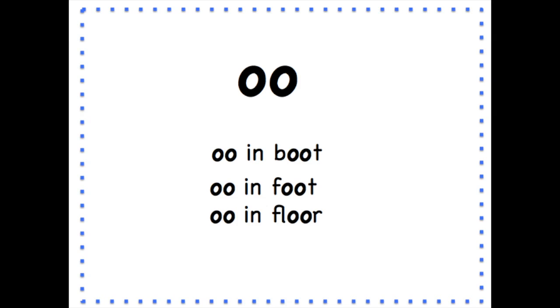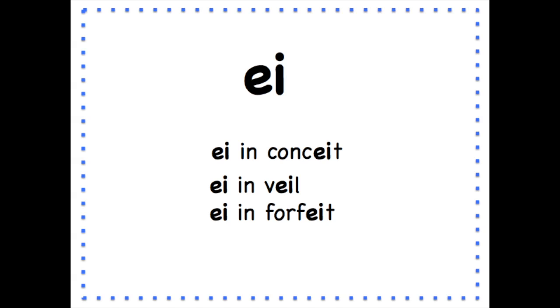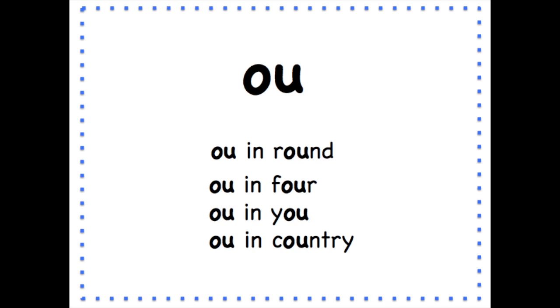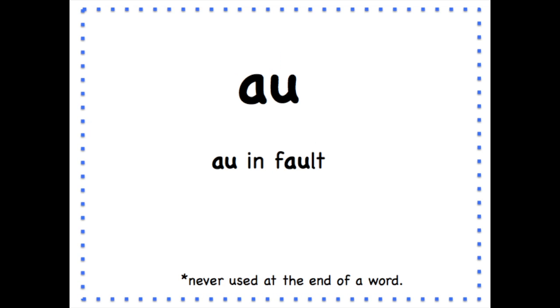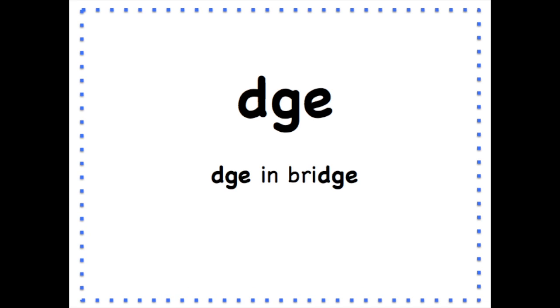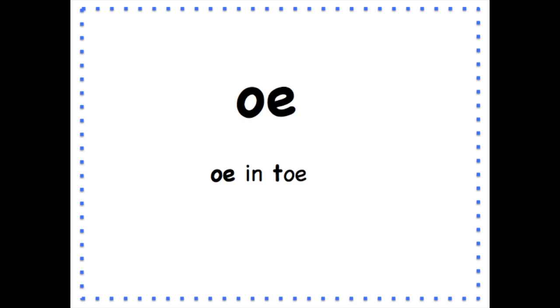O-O: oo in boot, U in foot, O in floor. E-D: ed in graded, D in loved, T in wrecked. E-I: E in conceit, A in veil, I in forfeit. O-U: ow in round, O in four, U in you, A in country. A-I: A in paint. A-U: aw in fault. D-G-E: J in bridge. G-N: N in gnat. O-E: O in toe.